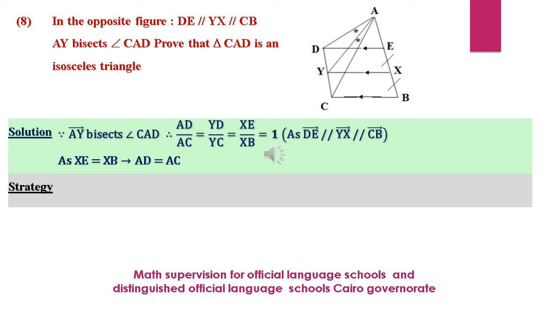Now, since we have three parallel lines, therefore, according to Thales' theorem, EX over DY equals XB over YC. And since EX equals XB, therefore DY equals YC. As a result, in triangle ACD, we have a bisector AY, which bisects angle DAC. Therefore, AC over AD equals YC over YD, and since YC equals YD, therefore AC equals AD, and the triangle ACD will be an isosceles triangle.